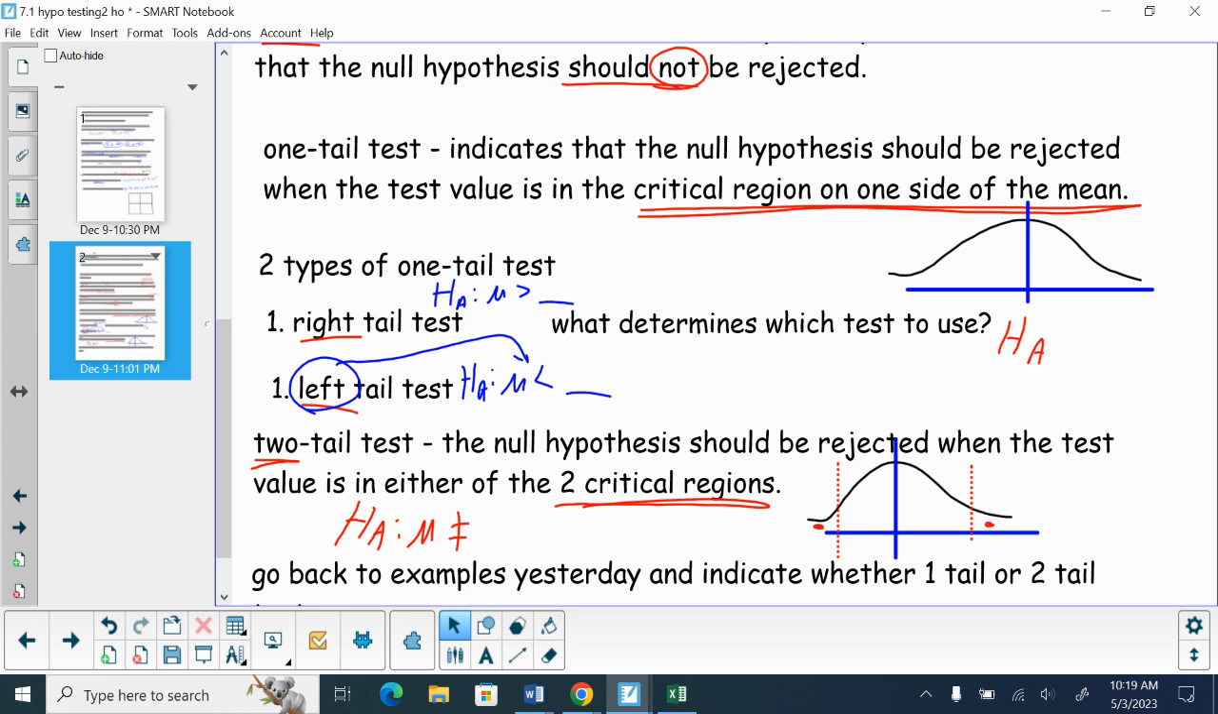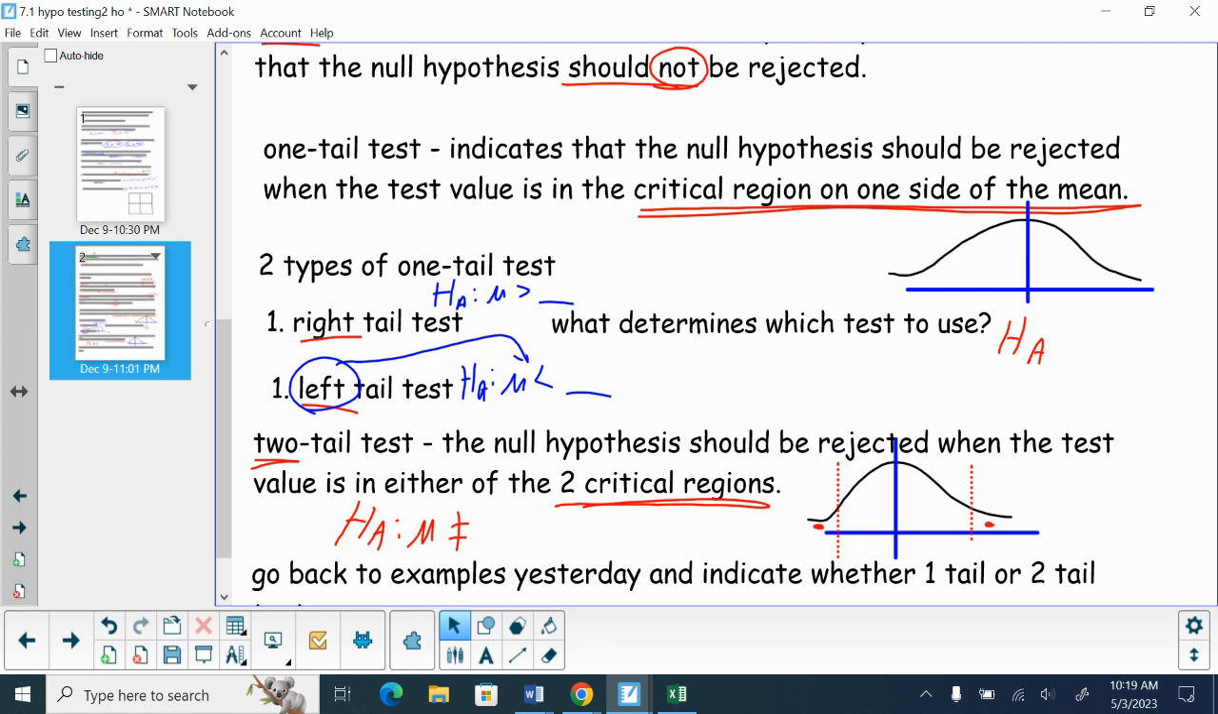All right. Number three, the psychologist feels that playing soft music during a test will change the results of the test. He's not sure if it'll raise or lower that. Okay, so we look at the null hypothesis. Grayson, one tail or two tail? Two tail, because we have equal to, not equal to.